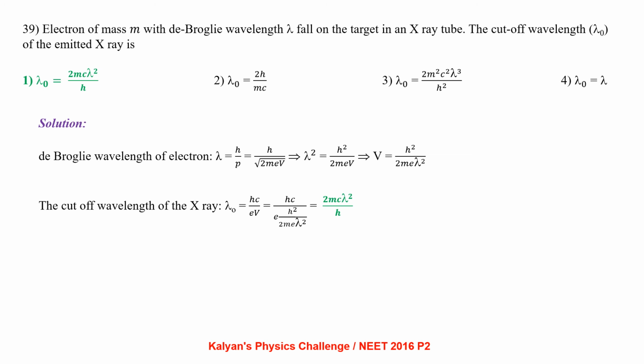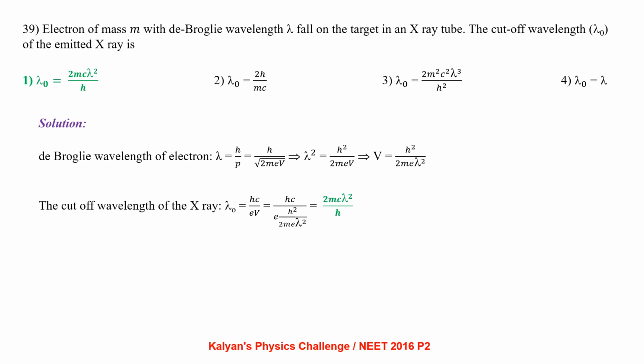The de Broglie wavelength of an electron can be written as lambda equals h by p, where p is the momentum of the electron, which can also be written as root of 2 m e v, where v is the applied potential difference. Squaring both sides, we get lambda squared equals h squared by 2 m e v. From there, v equals h squared by 2 m e lambda squared.